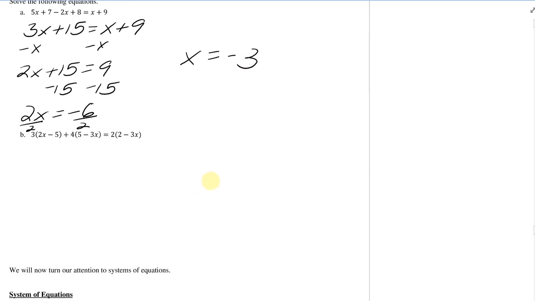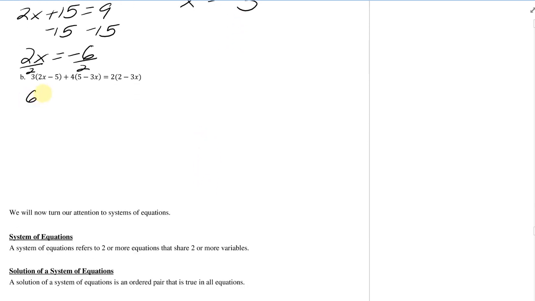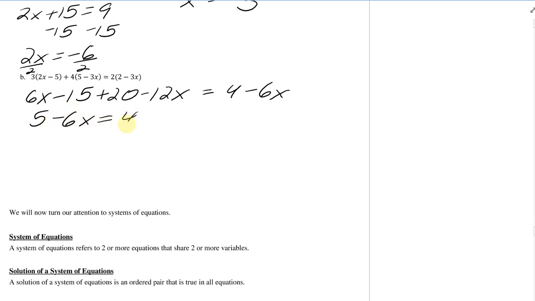Now for the other one. This will be 6x minus 15 plus 20 minus 12x equals 4 minus 6x. Double check all your signs on that. So now this will become 5, just 5, sorry, minus 6x equals 4 minus 6x. Now, there's a couple different ways that you could have done this, but I'm going to work on getting the x's on both sides, and that will kind of get me to the point of this one.